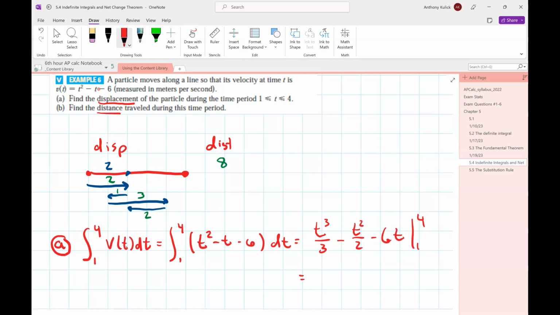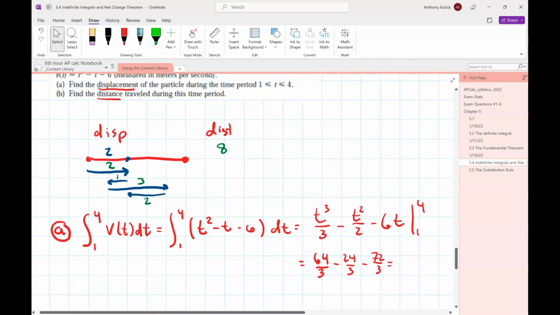So if I do that, 4 to the third is 64. 4 squared over 2 is 8, so that's 24 thirds. And then 6 times 4 is 24, which is 72 thirds. So our displacement would be negative 32 over 3 meters.